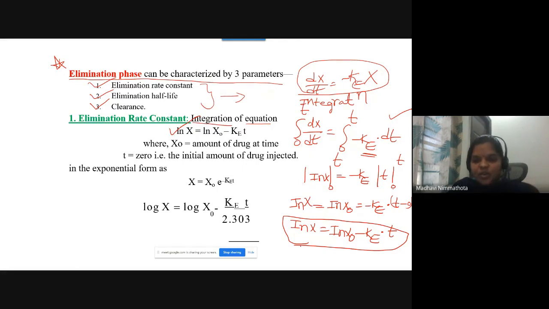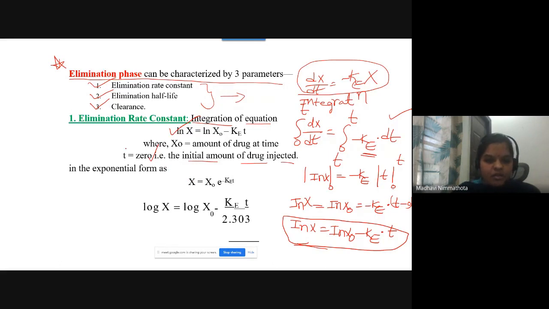So this is your final equation for the elimination rate constant, where x naught is the amount of the drug at time t0. That is the initial amount of the drug injected. Then in the exponential form, this will look the same as your first order kinetics, right?